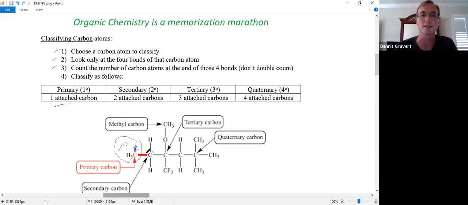So now if we want to classify this other carbon, find the 4 bonds. Here's 1, go to H. Here's 1 to carbon. Ooh, that counts, that's 1 carbon. Here's a bond, that's H. Skip it. Here's the 4th bond to that carbon. It's connected to another carbon. We've got 2 carbons. That makes it secondary. This is a secondary carbon, a degree 2 carbon.